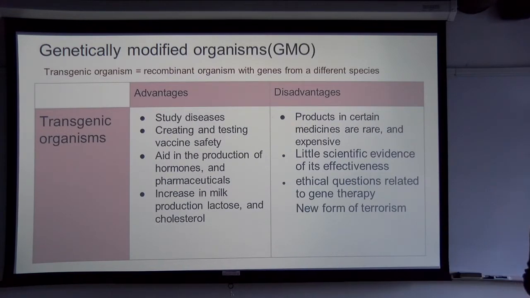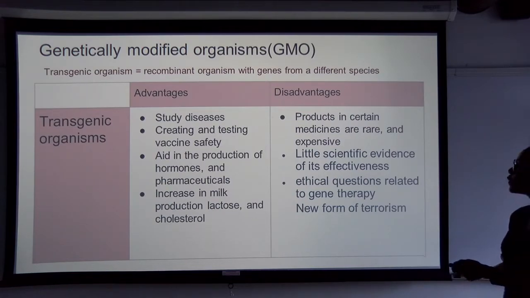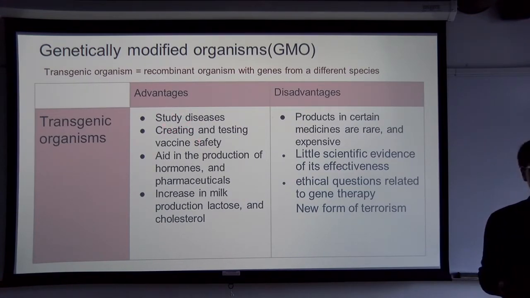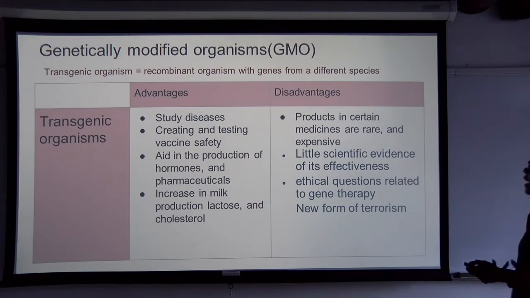All right, so GMOs are animals that have been modified genetically, and we could see for those guys, their advantages is that we can use them to study diseases. We could create vaccines and test out vaccines safely in a transgenic organism. They could aid in the production of hormones and pharmaceuticals. We're also seeing where we can now increase milk production of lactase.